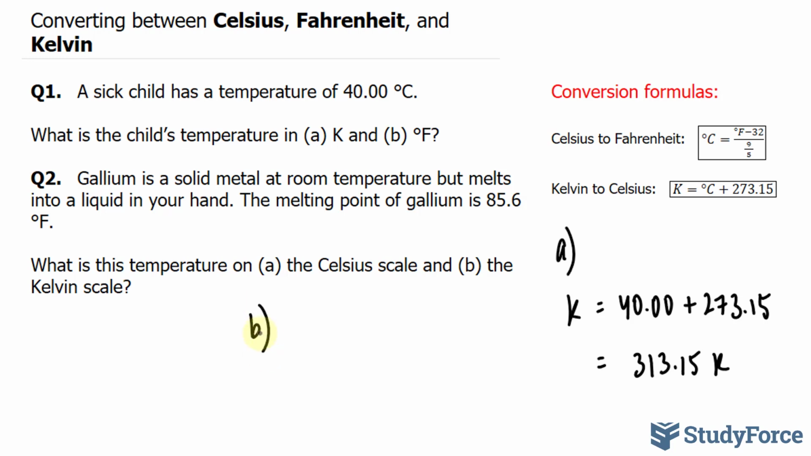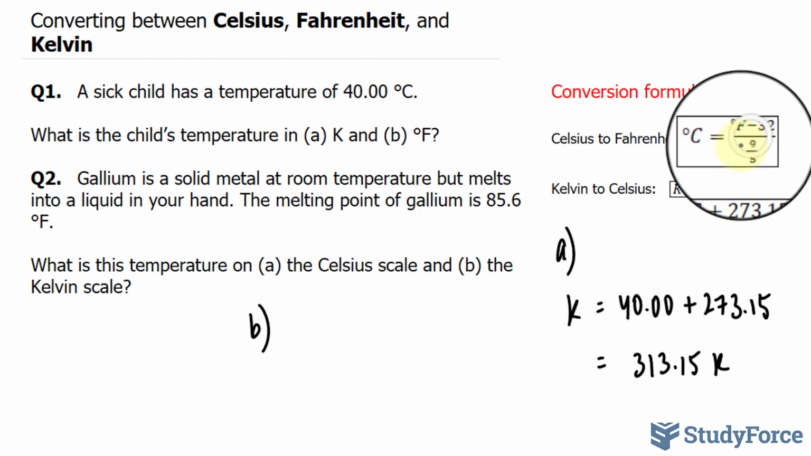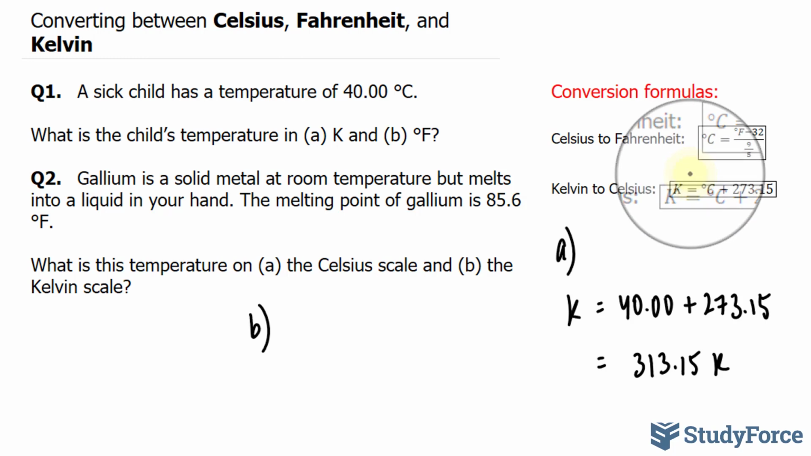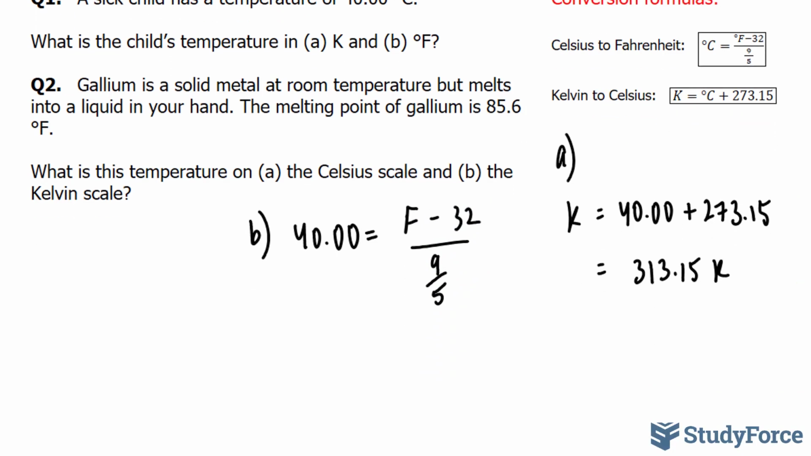In part B, we have to convert 40.00 to Fahrenheit. To do that, we'll need to use this formula, where Celsius is equal to F minus 32 over 9 over 5. So I'll replace this C with 40. We have 40.00 is equal to Fahrenheit minus 32 over 9 over 5. What we have to do is isolate for F, because F is our target. And to do that, I'll first multiply both sides by 9 over 5.